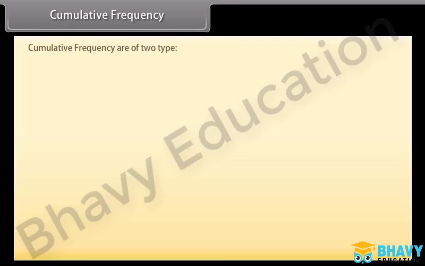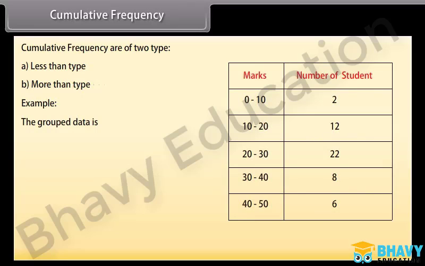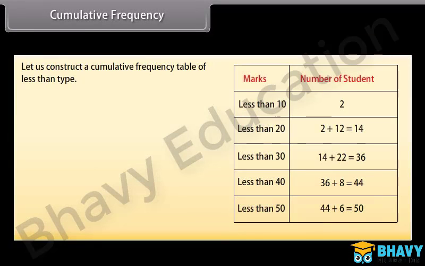Cumulative frequency. Cumulative frequency are of two types: A, less than type, B, more than type. Let us understand it with example. The grouped data is, for marks 0 to 10, number of students are 2. For marks 10 to 20, number of students are 12. For marks 20 to 30, number of students are 22. For marks 30 to 40, number of students are 8. For marks 40 to 50, number of students are 6. Let us construct a cumulative frequency table of less than type for the above data.